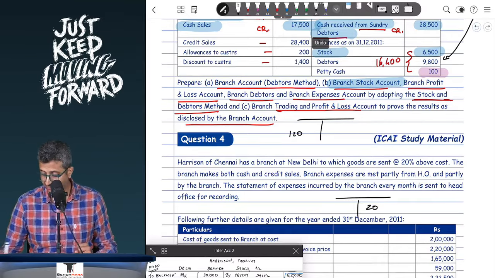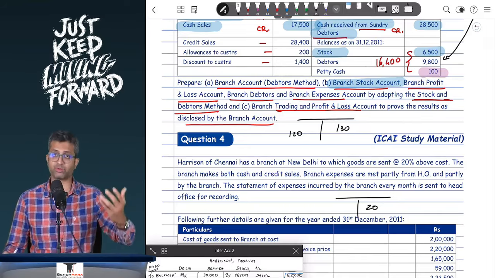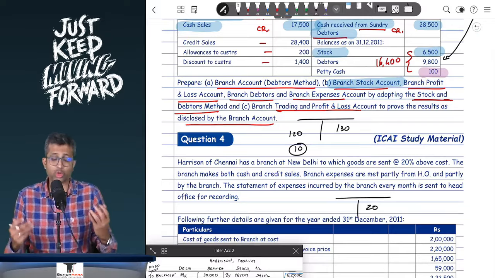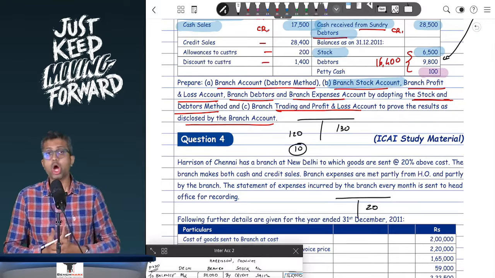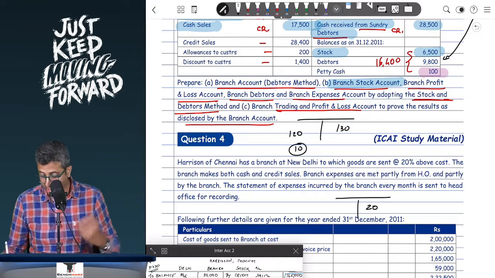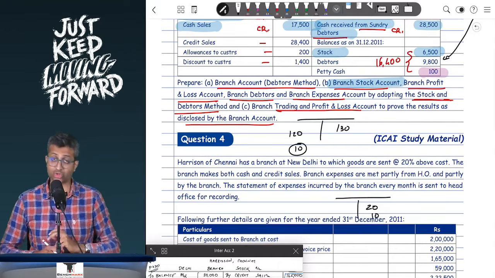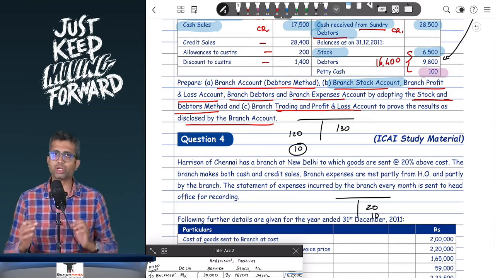However, if the sales are made at a price which is different than the invoice price, for example, 10 rupees difference, this 10 rupees is excess profit as compared to what we thought would have been recognized, and hence this 10 rupees will also be transferred to the branch stock adjustment account. The balancing figure in the branch stock adjustment account will be representing the profit.